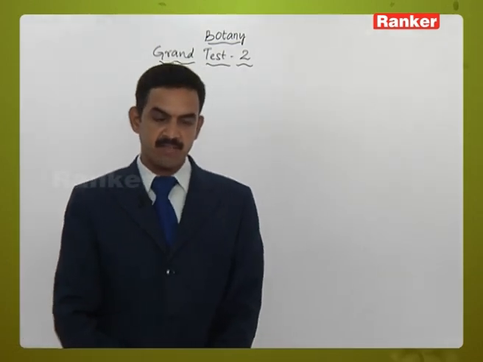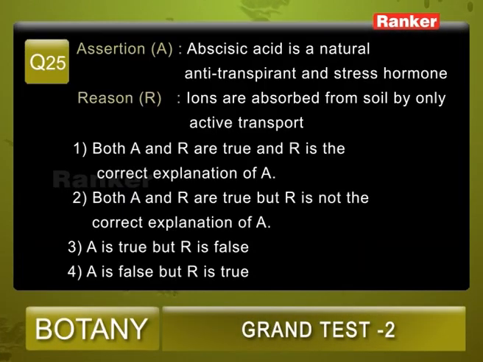Question number 25, assertion: Abscisic acid is a natural anti-transpirant and stress hormone. Reason: Ions are absorbed from the soil by only active transport. Options 1. Both A and R are true and R is the correct explanation of A. 2. Both A and R are true but R is not the correct explanation of A. 3. A is true but R is false. 4. A is false but R is true.